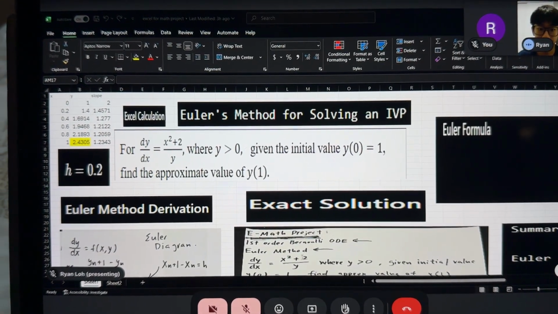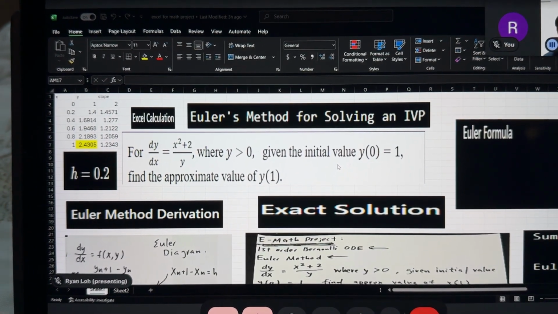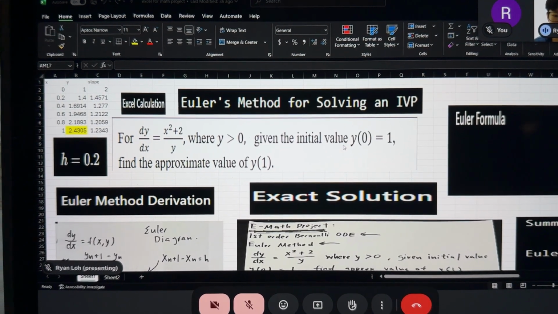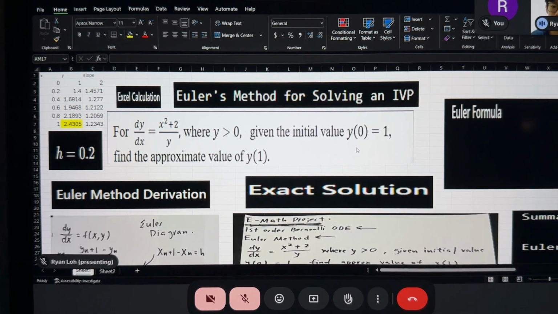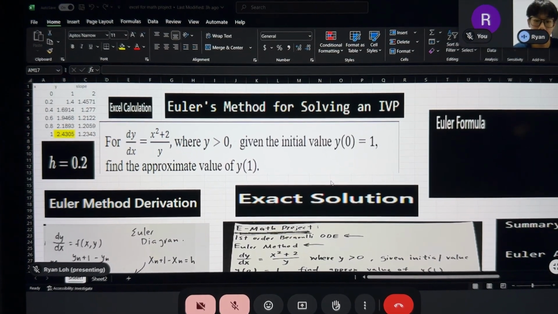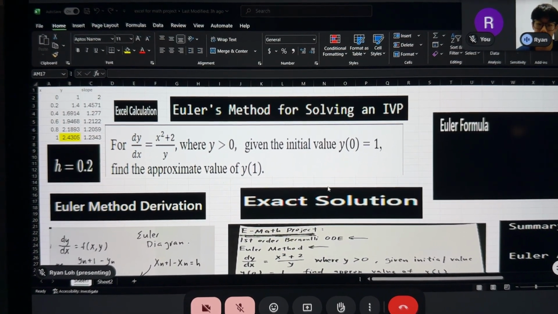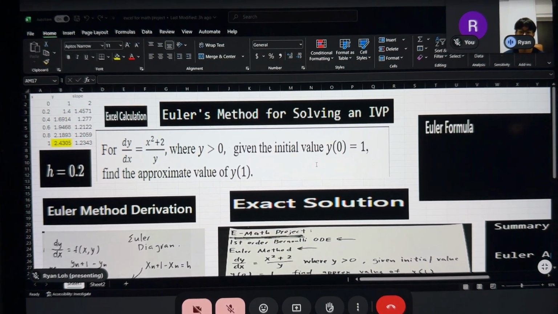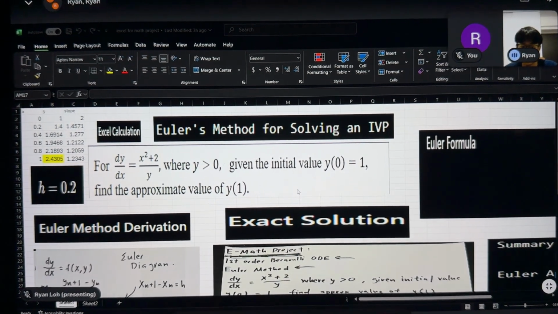Okay. So the given IVP is that dy over dx equals x squared plus 2 over y. With the initial condition y0 equals 1, this means that when x equals 0, y equals 1. Since the question does not specify a step size, I chose h equals 0.2. This means that the interval from 0 to 1 is divided into 5 equal steps.